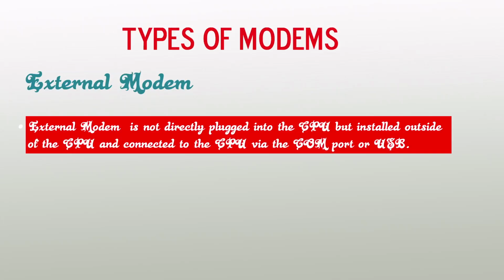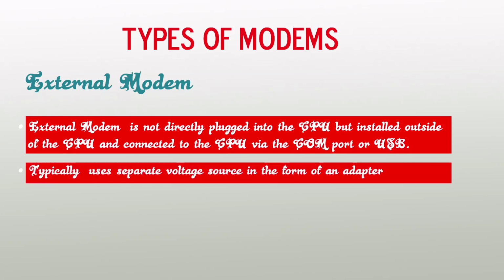External modem is not directly plugged into a CPU expansion slot, but installed outside of the CPU and connected to the CPU via the COM port or USB. There are connection points, which we call the COM port and USB. The term COM port used to be quite popular at an earlier stage. It typically uses a separate voltage source in the form of an adapter. So there is a separate power source for the external modem, which is not the case with the internal modem, because it's fitted inside the system, and it takes the power of the computer itself.